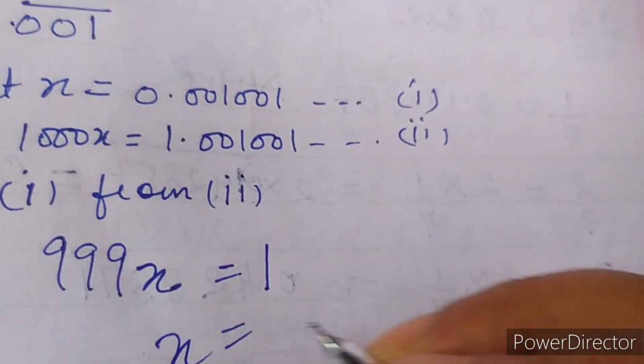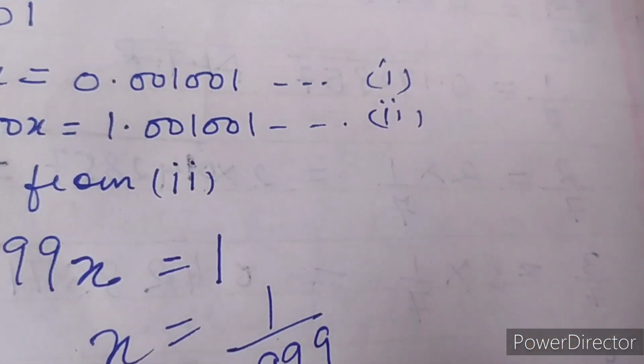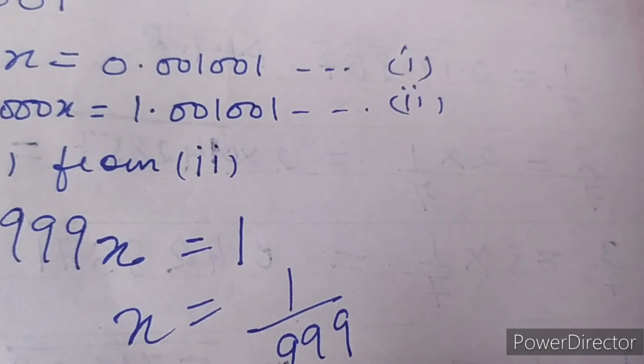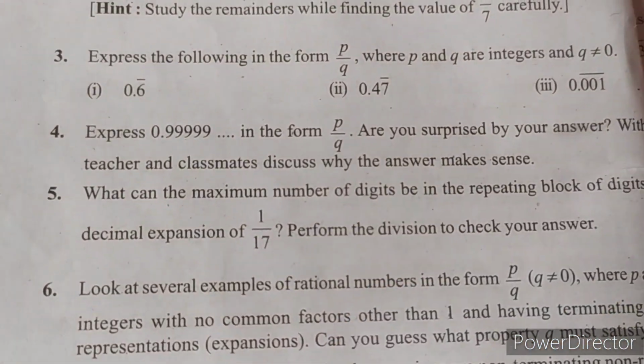That will be equal to 1 upon 999, and because it cannot be further simplified, this will be the answer. Next we come to question number 4.